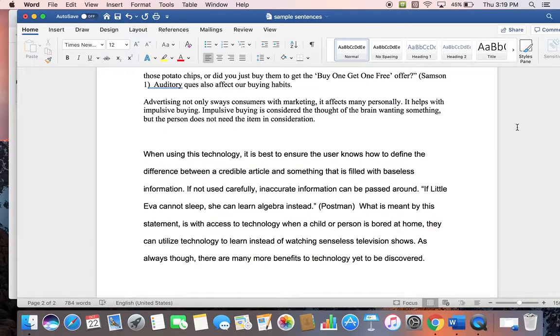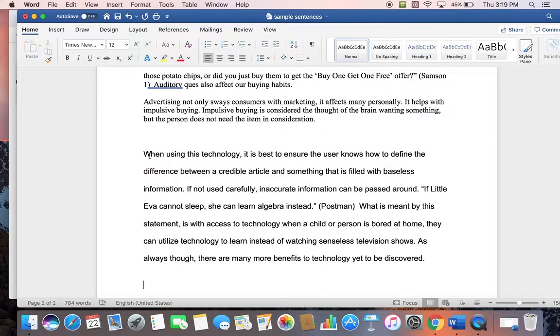I saw this pull quote a lot. "If Little Eva cannot sleep, she can learn algebra instead," from that Postman article. Remember, Postman had a very negative view of technology and students' ability to actually want to use it on their own. He thought that students wouldn't, and that if they actually had an interest in that, they would have done it long before online learning was available. So you don't want to misrepresent your source's position either.